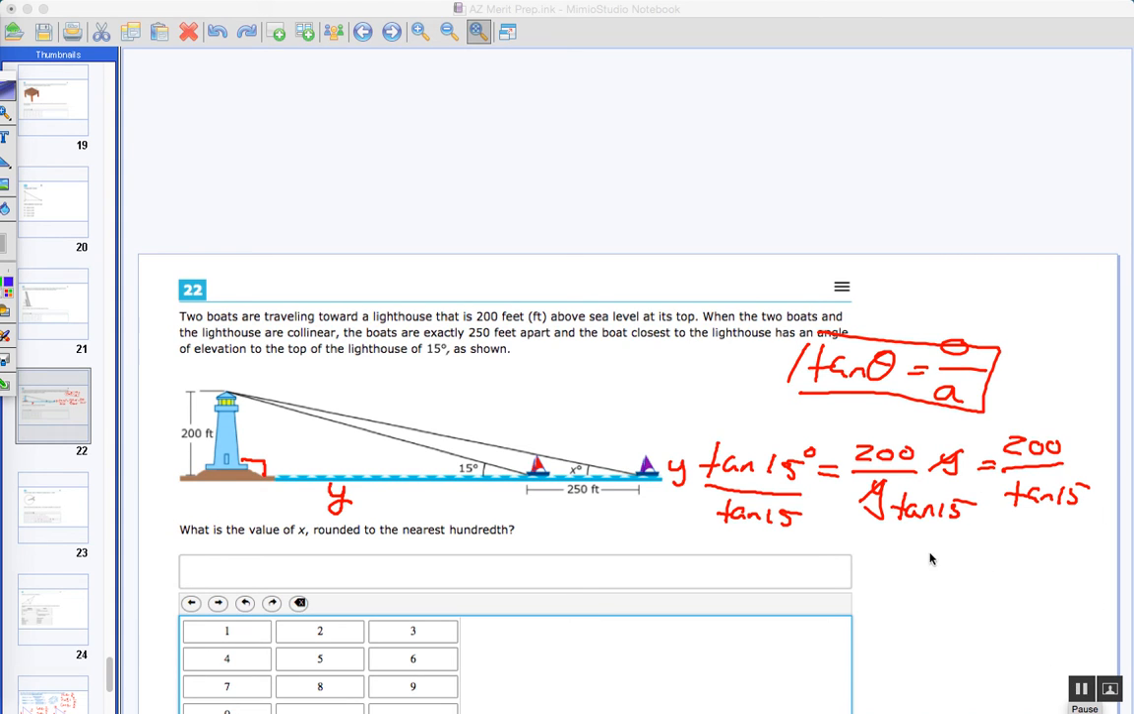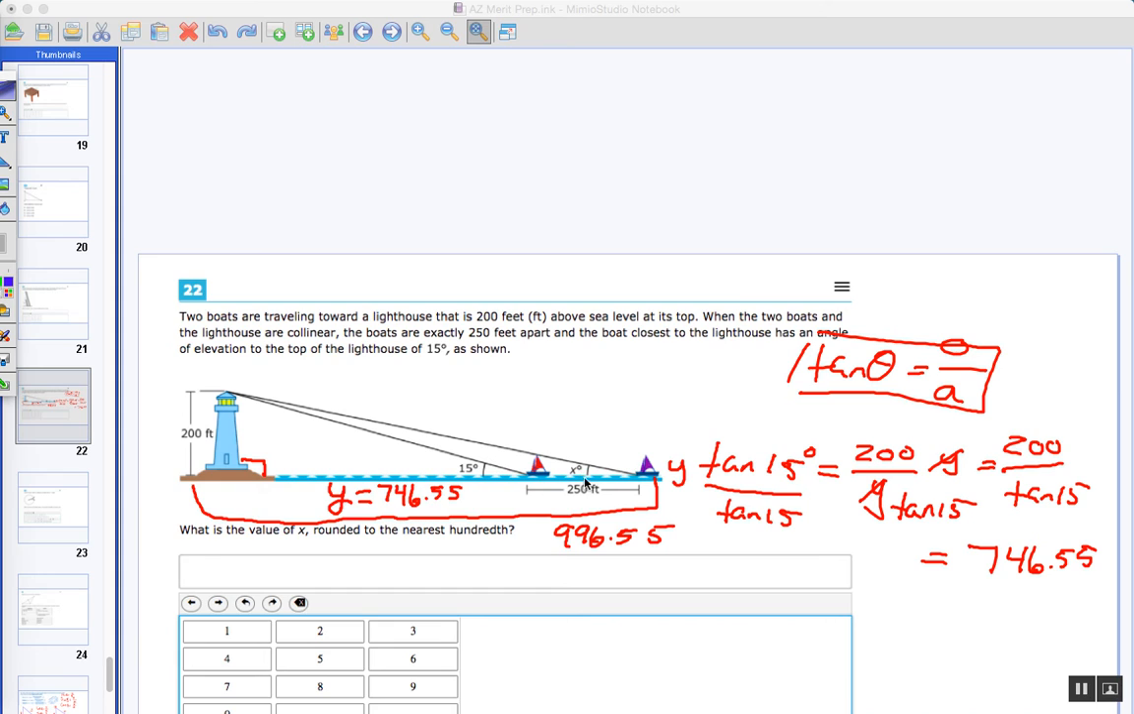So let's go ahead and evaluate that. And that gives us 746.55. So this value of y here is 746.55. So the length of this entire side of the triangle would be 746.55 plus 250, which is 996.55. And again, that's rounded to the nearest hundredth. But that's not what the question asks us for.